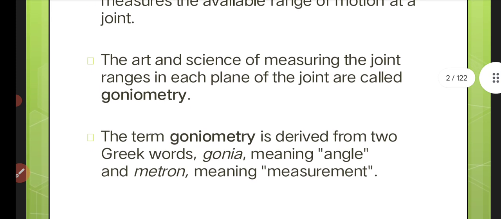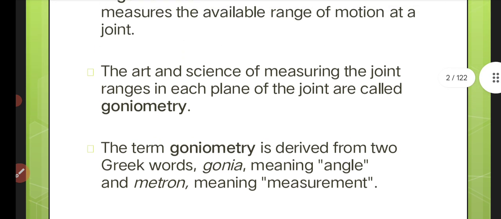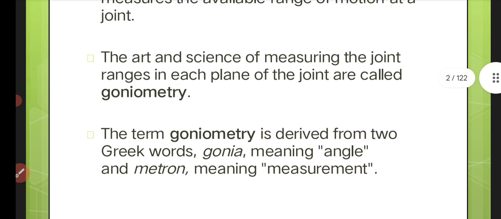And what is goniometry? The art and science of measuring the joint ranges in each plane. Each plane means every plane that occurs in the joint. The art and science of measuring the joint ranges in each of the planes of the joint is called goniometry. The term goniometry is derived from two Greek words: gonia, meaning angle, and metron, meaning measurement. So this is the definition of goniometry.